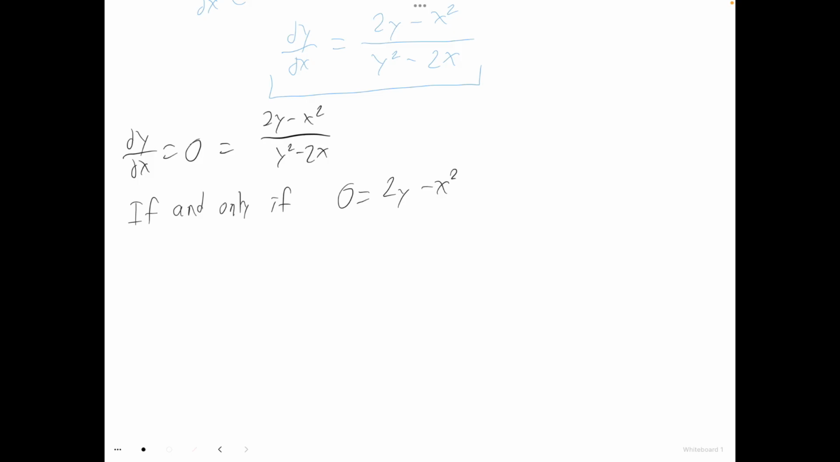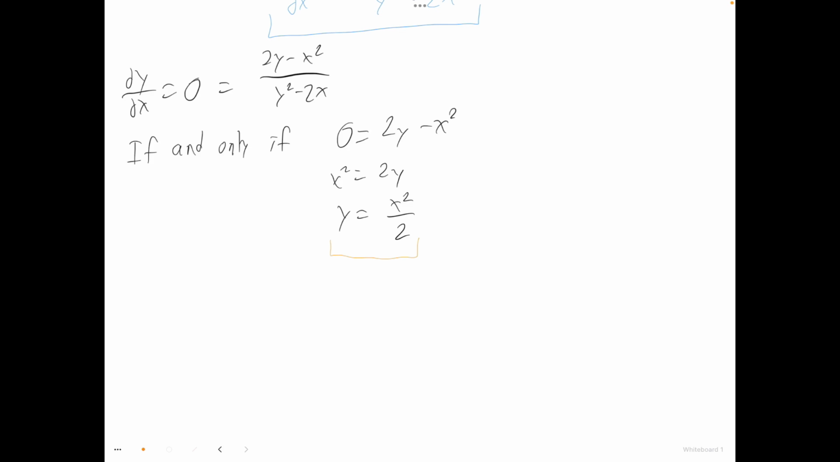And so solving then for y, we're going to have x squared equals 2y, or y equals x squared over 2. So now, this is a formula that tells us all of the points where we would get a horizontal tangent line. So every time y equals x squared over 2, we're going to get a horizontal tangent line from this derivative.